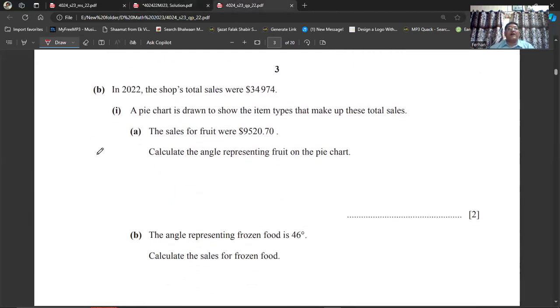Question number 1 is B part. In 2022, the shop's total sales were $34,974. The first portion: a pie chart is drawn to show the item types that make up these total sales. The sales for the fruit were $9,720.70. Calculate the angle representing fruit on the pie chart. We know the total sale, we know the sale of the fruit. So if you want to represent this on a pie chart, it is the sale of the fruit divided by the total sale multiplied by 360.